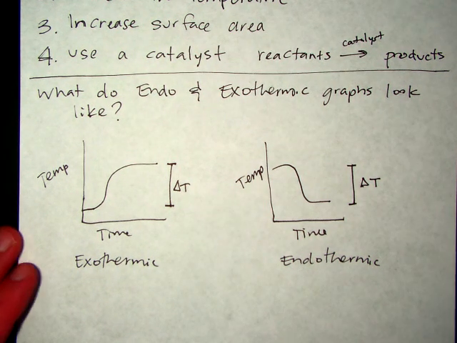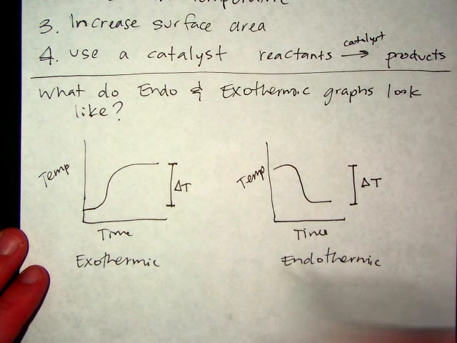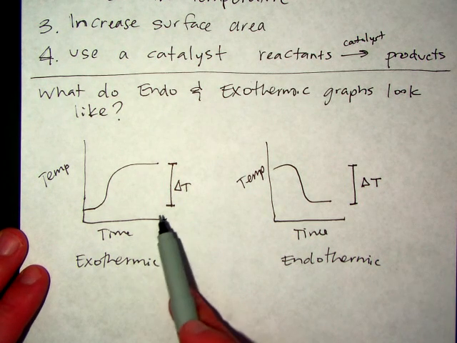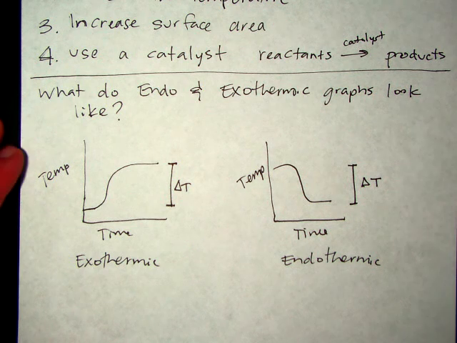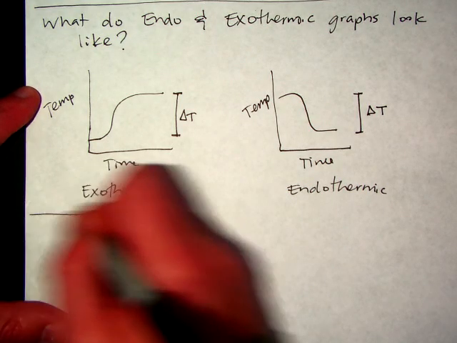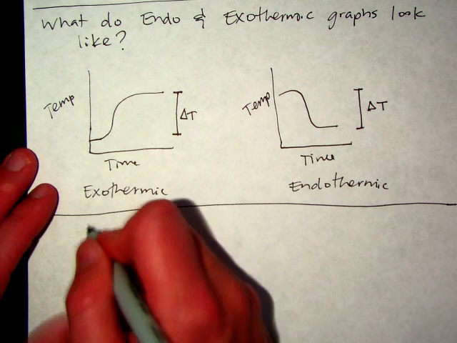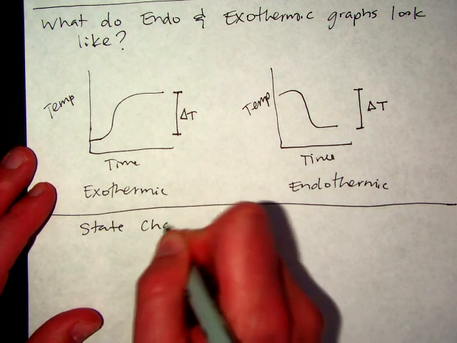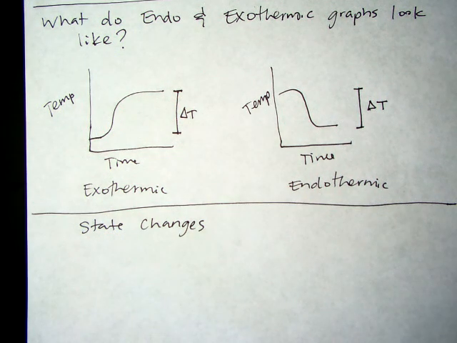Okay. So exothermic temperature increases, endothermic temperature decreases. A graph would look something like that. Temperature would increase or decrease over time accordingly. Last one. But by far the most fun. State changes. Also called phase changes because you're just going between different phases, solid, liquid, and gas.